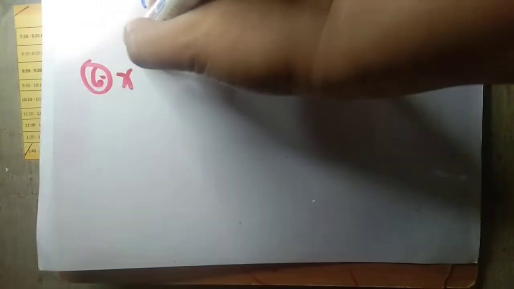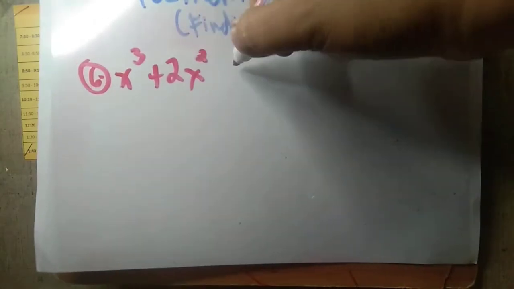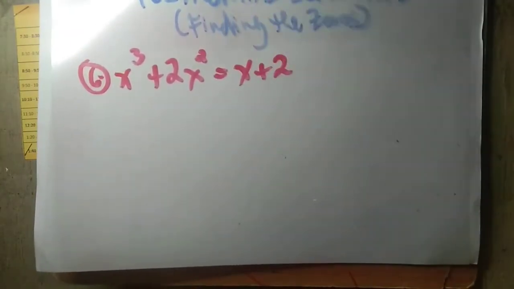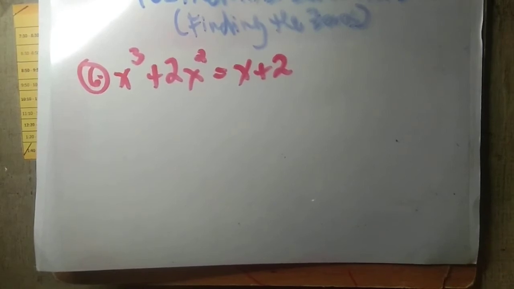Okay. So, this time, let's have now this. Ready na ba? Okay, let's have now number 6 here. Let's have for number 6. So, x cubed plus 2x squared is equal to x plus 2. Ayan. Again, obviously, your polynomial equation here is not being equated to 0.